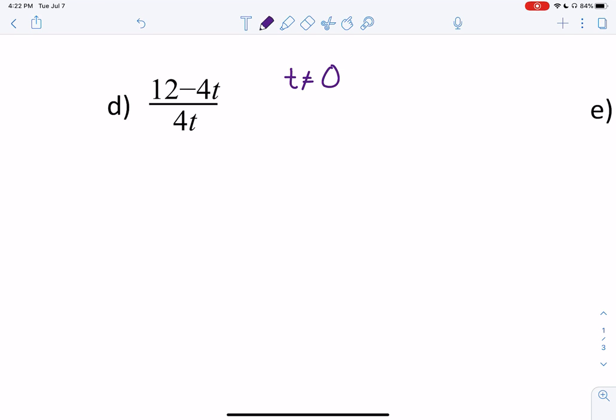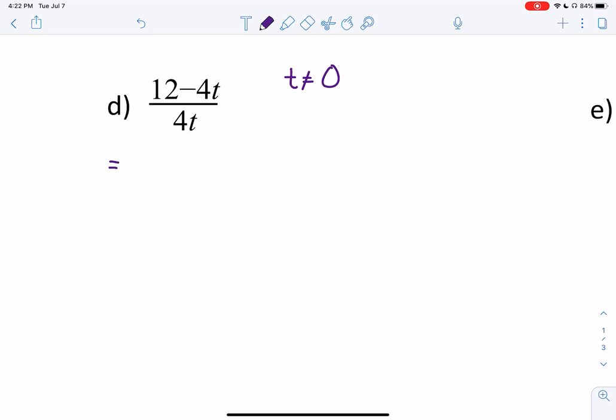Now the first thing I want to mention here, and this is a very common error, is that we cannot cancel out the 4t's. The reason why is because there's a subtraction sign here. We can only cancel out things that are being multiplied. So because these two things are being subtracted, we cannot just cancel stuff out. So we still need to factor, and that's our first step.